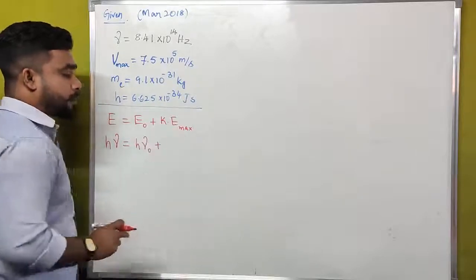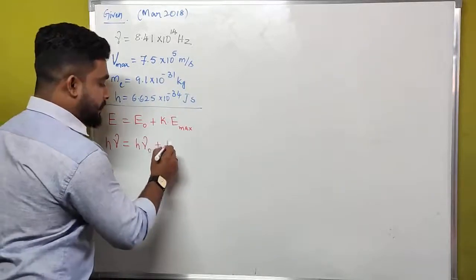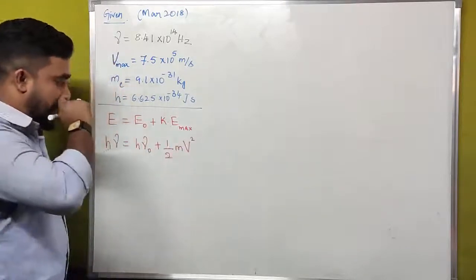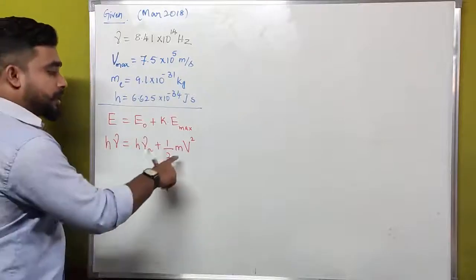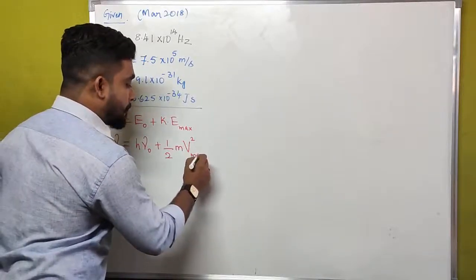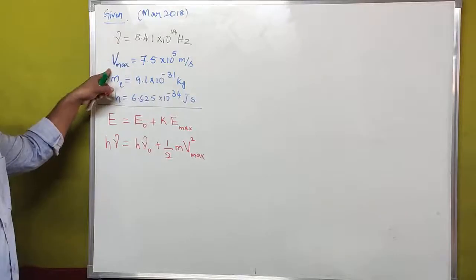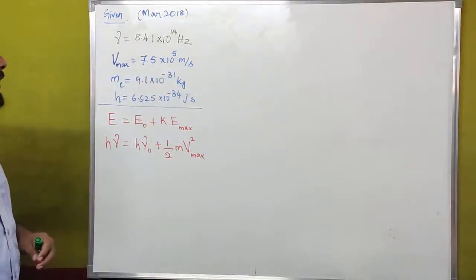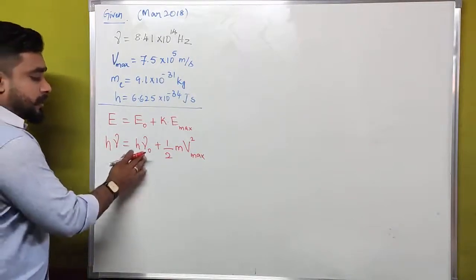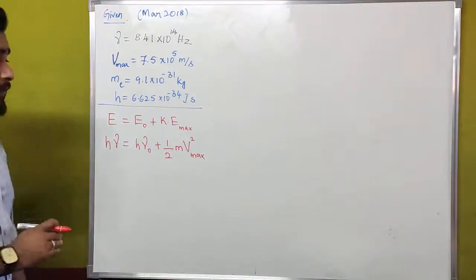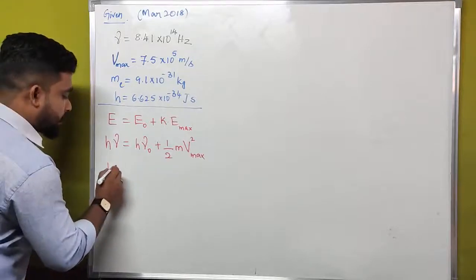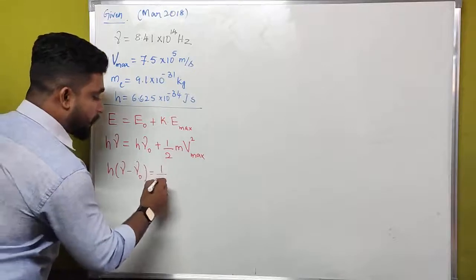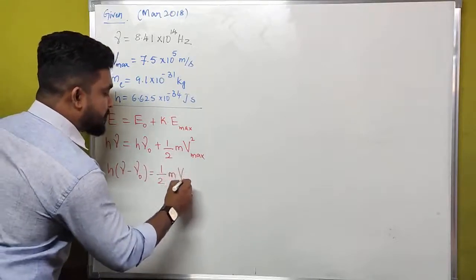And what is the expression for kinetic energy? Kinetic energy is nothing but half m v square. But here what we have is the maximum velocity of an electron, Vmax, which is equal to 7.5 × 10^5 meter per second. If we send h nu naught to the other side of the equation, what will it become? h(nu minus nu naught) is equal to half m Vmax square.